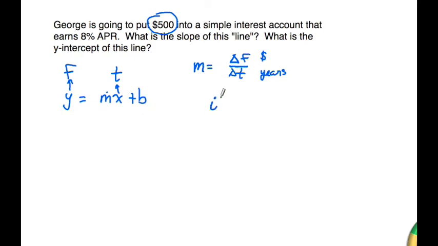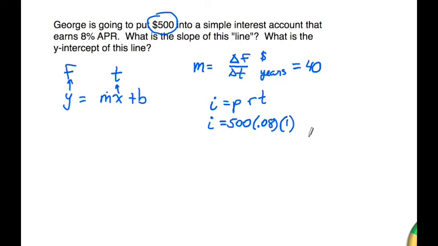So we can go to I equals PRT. And I, in this case, is how much that $500 is going to go up. So 500. Interest rate is 0.08. And time we're looking for is just 1 year. So let's see here. 500 times 0.08 for a grand total of 40. So my future value is going up $40 every single year because the slope would be constant. So m in this case is 40. All right, so that would be the slope of the line.